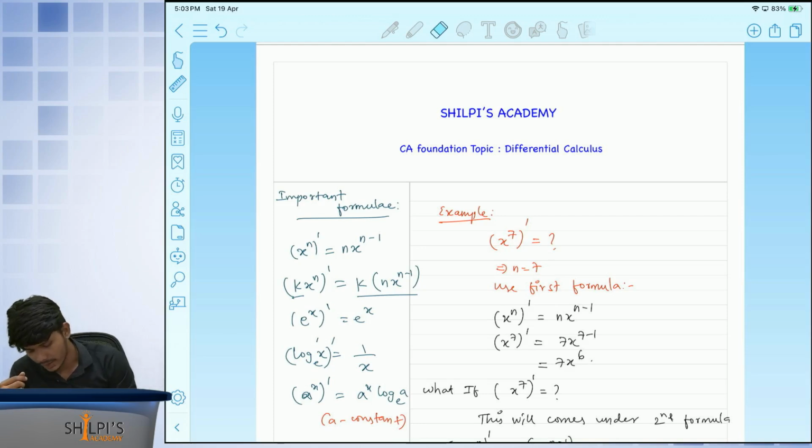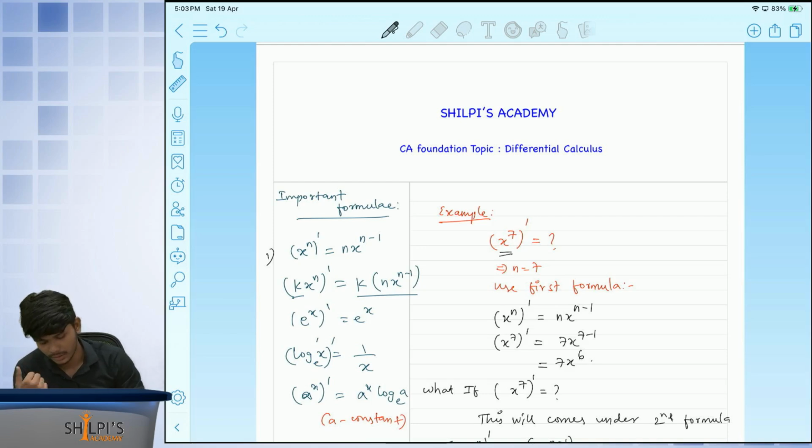First, we have a formula: (x^n)' = n x^(n-1). This is read as the differentiation of x power n, which is equal to n into x power n minus 1. So for an example, I have to differentiate x power n.